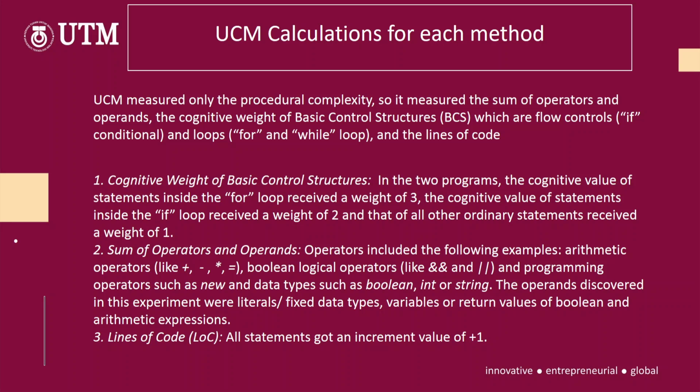As we can see, UCM only measured the procedural complexity, which is lines of code, basic control structures, which are the flow controls and loops like for loop and while loop, and for flow control, that is the if conditional, and the sum of operators and operands.